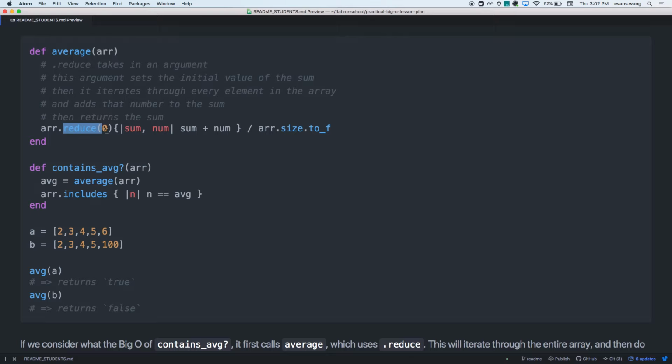Reduce, obviously, will take in a starting point, so you're just going to start at 0. And then what it's going to do is just add up all the numbers. It's going to accumulate all of them, and then it's going to divide it by the size of the array 2f, because we like to be very precise here. So just 2 float, in case you forgot what that is.